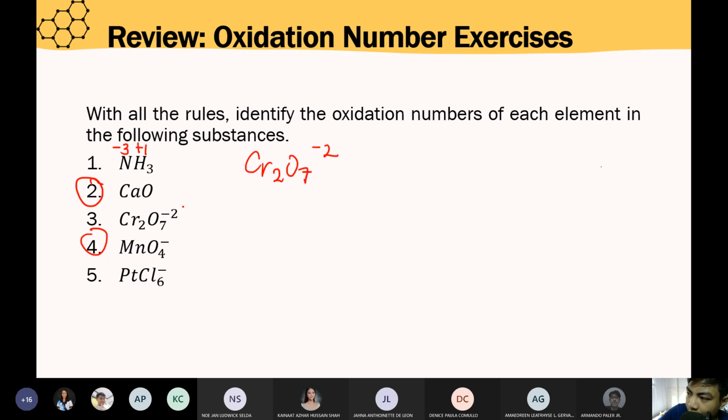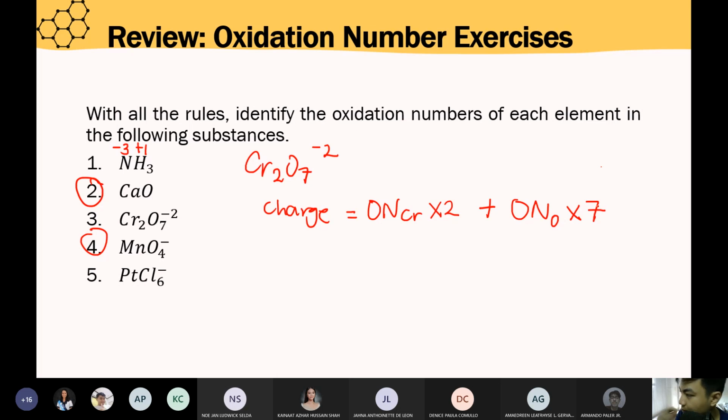And as you can see, we have an exponent here, negative 2, meaning that's the charge. Okay? So, the equation is: charge equals the oxidation number of chromium times how many chromium do we have here? Two. So, times 2. For oxygen, how many is that? 7, so times 7. Okay? So, we know the charge is negative 2.